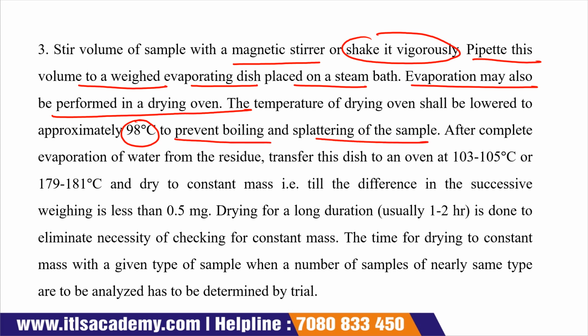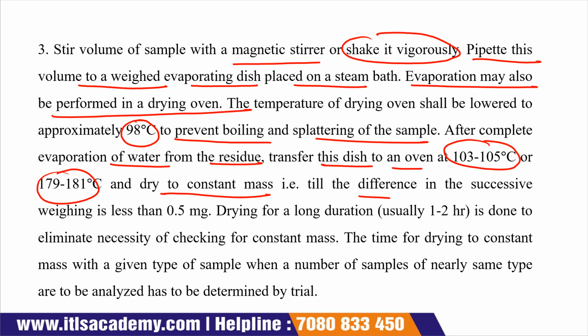After the complete evaporation of the water from the residue, now transfer it into a dish and put it into an oven at 103 to 105 degrees Celsius or 179 to 181 degrees Celsius, and dry to a constant mass. Okay, so what we have to do is take the mass every 30 minutes, and when we get a constant mass, we stop the process.